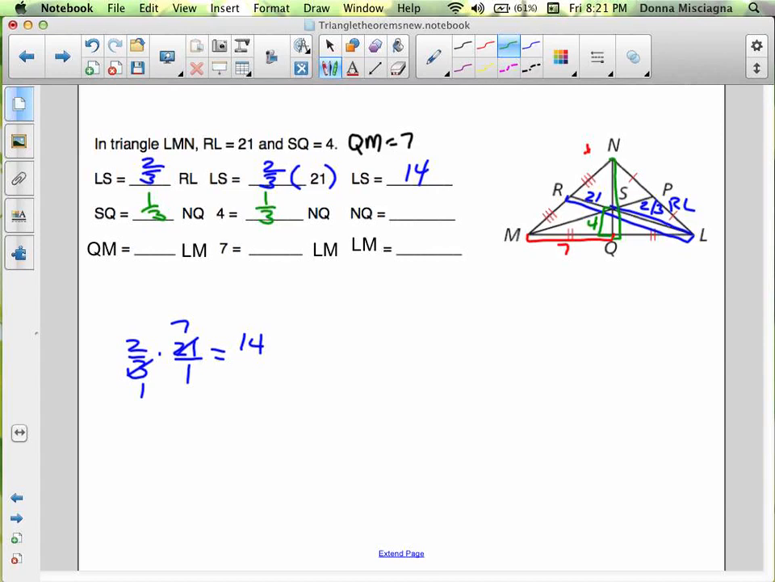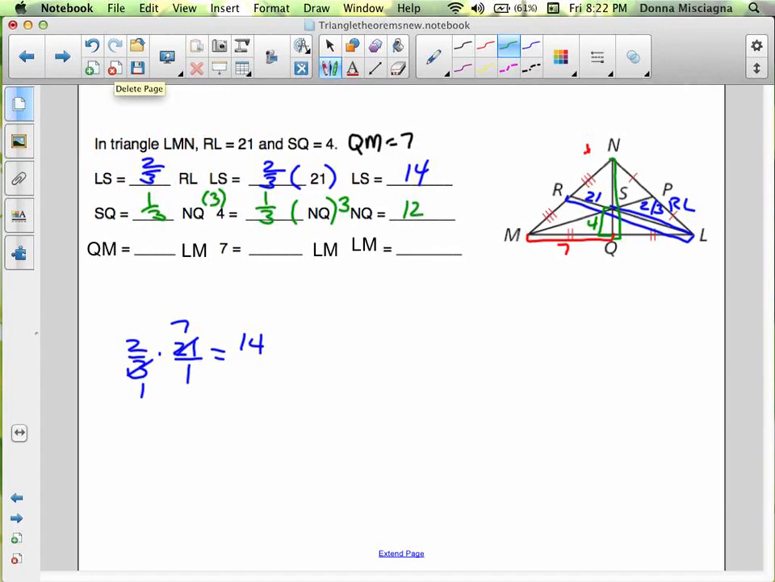All right, so 4 is equal to 1/3 of NQ. Right? I have to isolate NQ. So we're going to have to multiply both sides by 3. So that means that NQ is equal to, because 3 times 1/3 would cancel, it gives me just NQ. That means NQ is equal to 12.